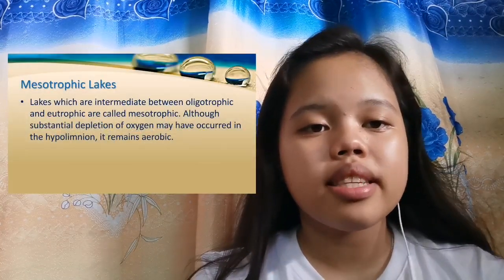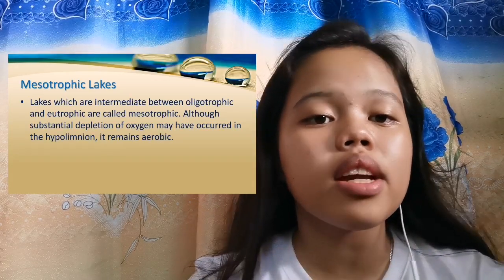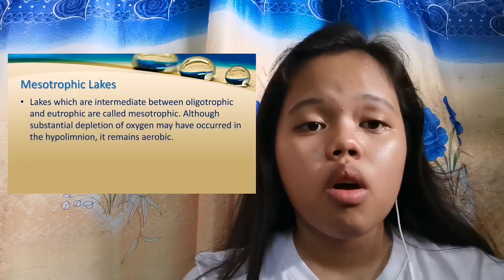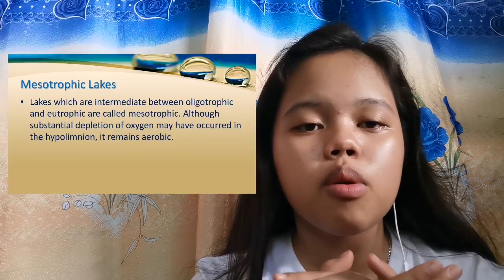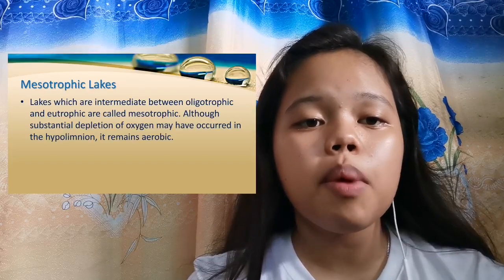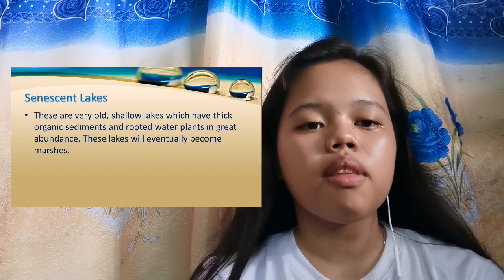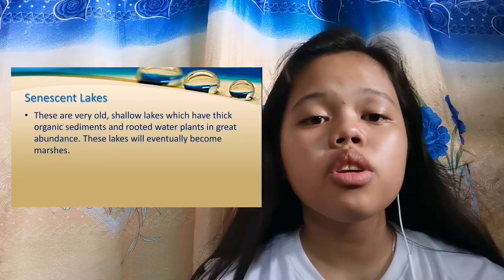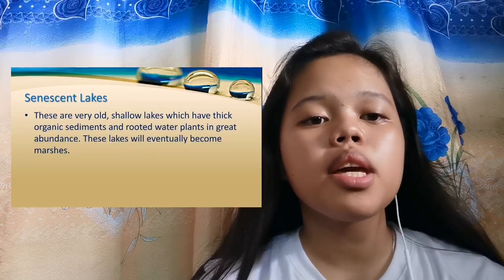Mesotrophic lakes. Lakes which are intermediate between oligotrophic and eutrophic are called mesotrophic. Although substantial depletion of oxygen may have occurred in the hypolimnion, it remains aerobic. Senescent lakes. These are very old, shallow lakes which have thick organic sediments and rooted water plants in great abundance. These lakes will eventually become marshes.